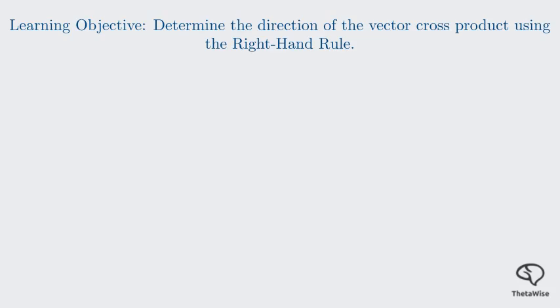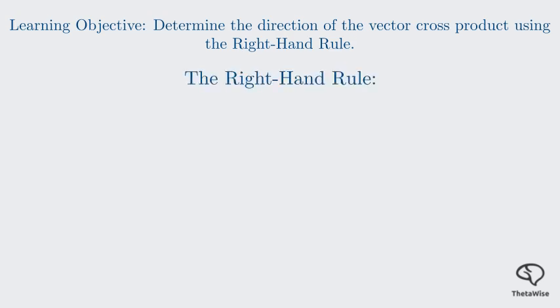In this scene, we will learn how to determine this direction using the right-hand rule. For any 2 non-parallel vectors A and B, there are 2 vectors perpendicular to both, one pointing in a specific direction and its negative pointing in the opposite direction. The direction of A cross B is determined by the right-hand rule.